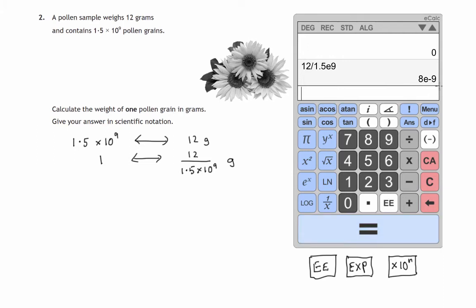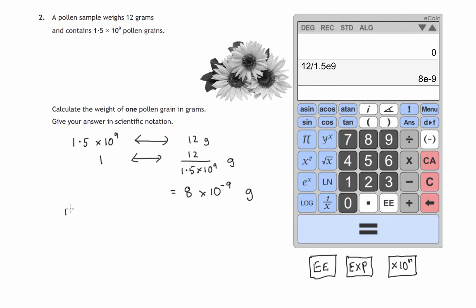And there it is, 8. And then this little E, it will be slightly different. Some calculators actually write times 10 to the power, and then there's a negative 9 there. But that's how you'd interpret this. 8 times 10 to the power negative 9 grams. So that's our answer. So that's one method of doing it.